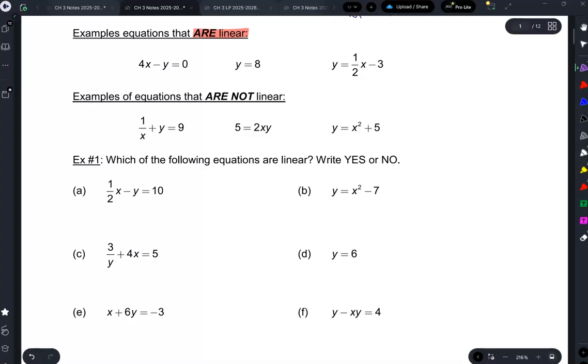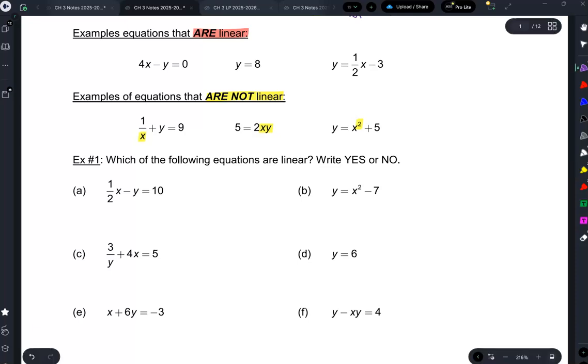These are examples of equations that are not linear. And this first one is not linear because the x is in the denominator. This is not linear because x and y are multiplied together. This last one is not linear because you have x to the power of 2, something other than 1.